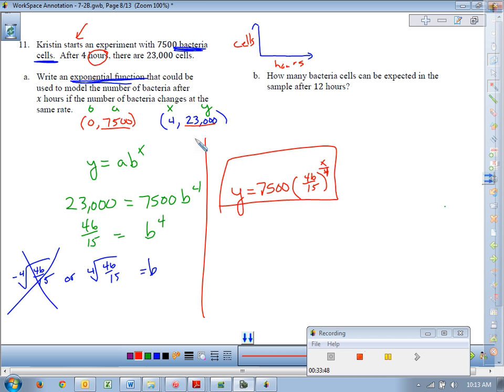Now, do part B. How many bacteria cells can be expected in the sample after 12 hours? What is 12? Is it an x value or a y value? It's hours, right? Isn't that an x value? So I'm going straight to my calculator. First, why don't you write down what you're going to punch in for me. 7,500 times 46/15 to the, don't you put 12 in for x right there? But it's got to get divided by 4. So since that comes out real nice, what do you got?